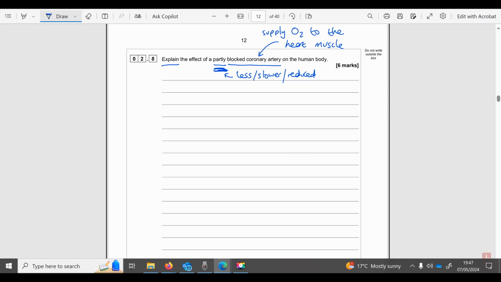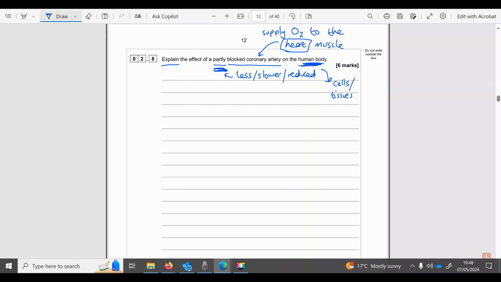So we've got to try and remember now that if it's partly, we should be trying to use words like less, slower, reduced. Remember, the question is asking us to explain the effect on the human body. So we can't just think about the heart itself. We need to think about the rest of the body. Now, the rest of the body is really just going to be cells and tissues, organs. So I want to think about what would be the effect there.